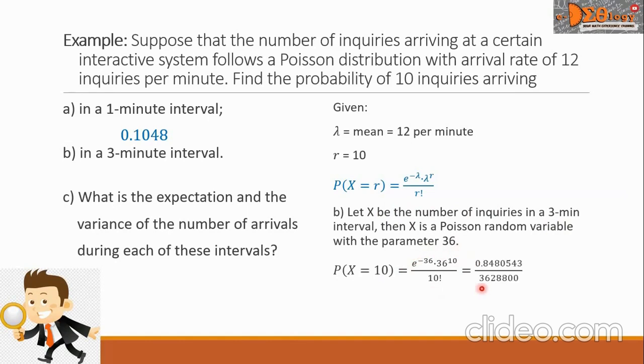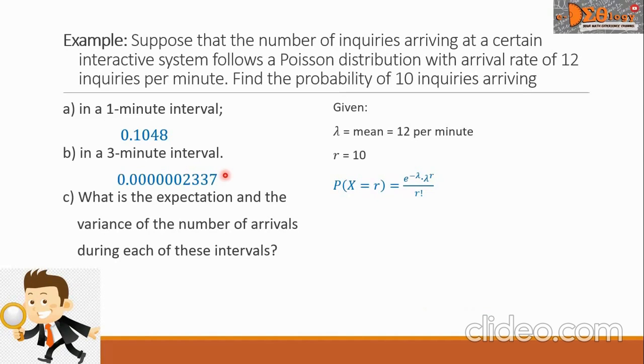Simplifying the numerator, we have this value 0.8480543, all over the 10 factorial, which is of this value. The quotient now is 0.0000002337. This is the answer for problem B. Let us copy this answer under problem B here.